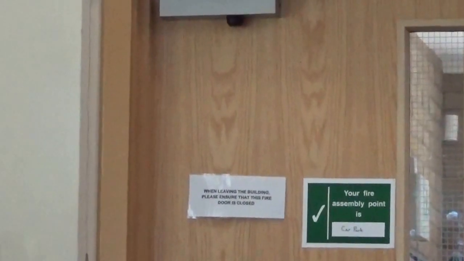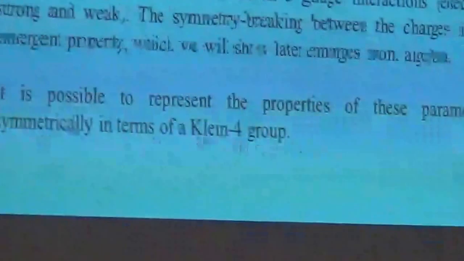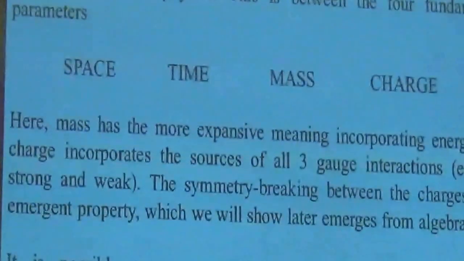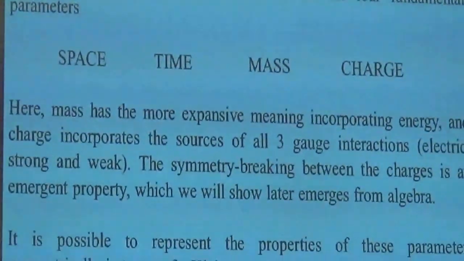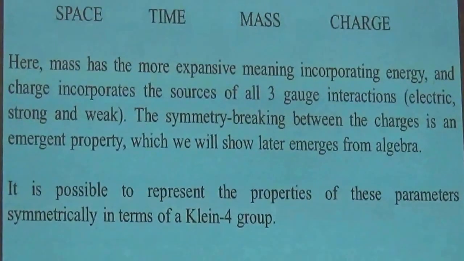So it incorporates energy. And charge are the sources of all three gauge interactions. So there isn't just one charge, there are three. But they're just one thing, but there are three of them. Electric, strong and weak. And we think of those as being totally different, but that is because of symmetry breaking.